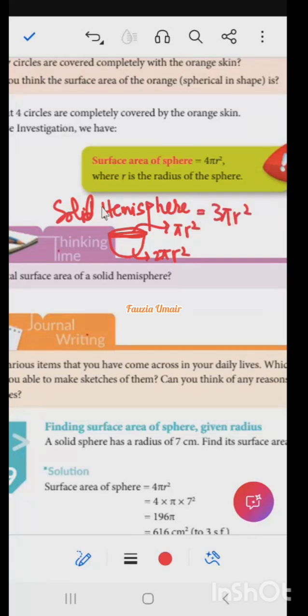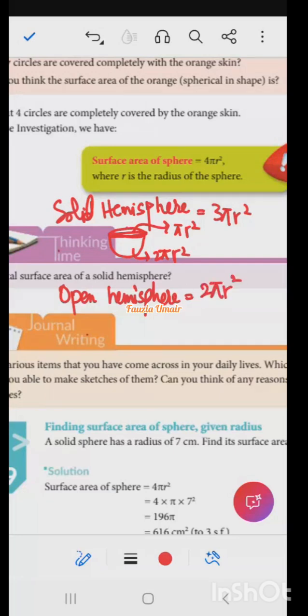Okay, if it is a solid hemisphere, it means that the 2 faces are there, the curved face and the circle on the top. So if it is open hemisphere, it will be mentioned in the question. If it is open hemisphere, okay, just like a bowl, there is no top on the bowl, so then surface area will be half of the total surface area, which is 2 pi r square, right? This you need to remember.